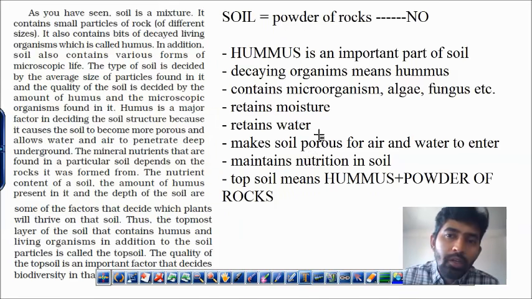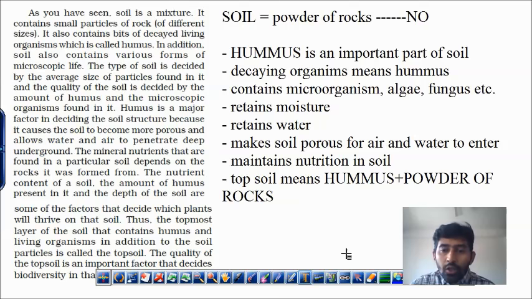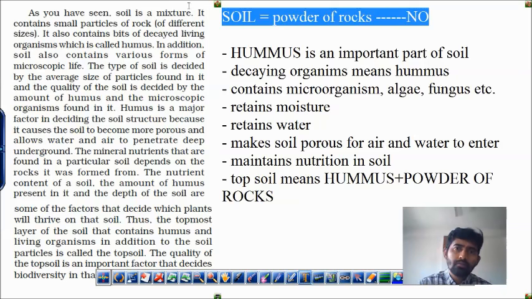So soil is powder of rocks? No. Why no? It was written till now. Yes, yes, yes. Powder of rocks. It's not just powder of rocks. It is much more than that. Just powder different types of rocks and try growing a plant in it, it's impossible. One master ingredient is still pending.